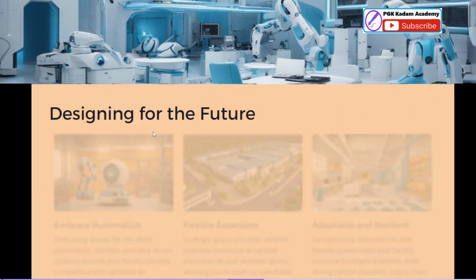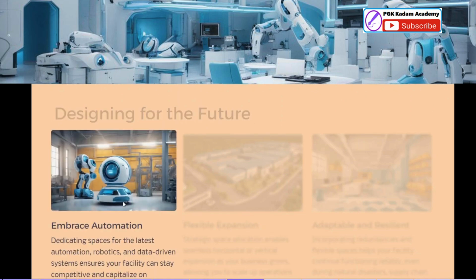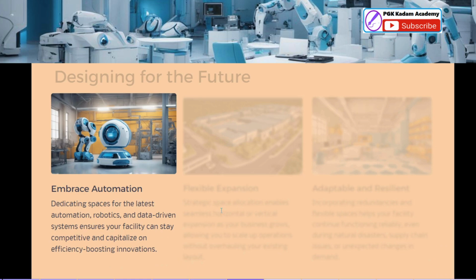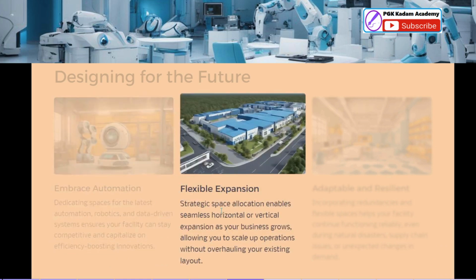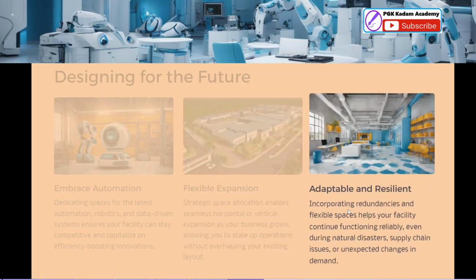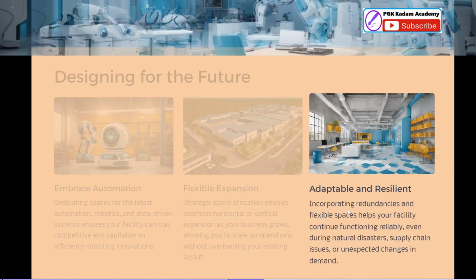Designing for the future. Embrace automation. Integrate intelligent robotic systems and advanced manufacturing to streamline operations and enhance productivity. Flexible expansion. Incorporate modular, adaptable elements to quickly expand and reconfigure as your business grows. Adaptable and resilient. Build in safety measures, redundant systems, and emergency plans to withstand unexpected challenges.